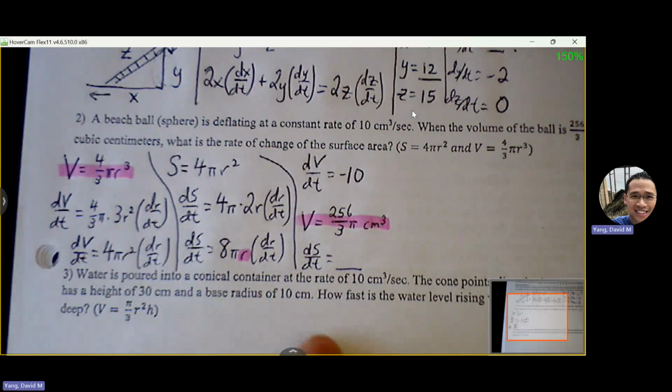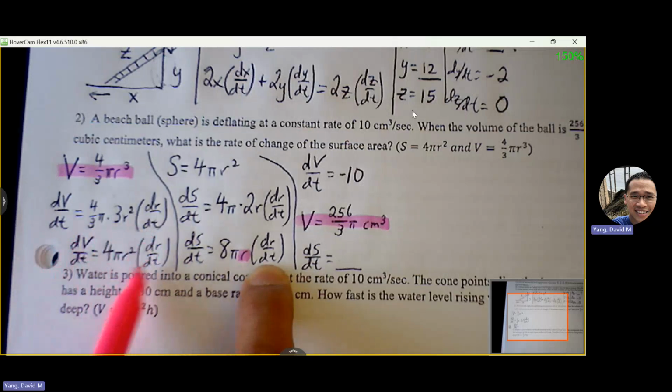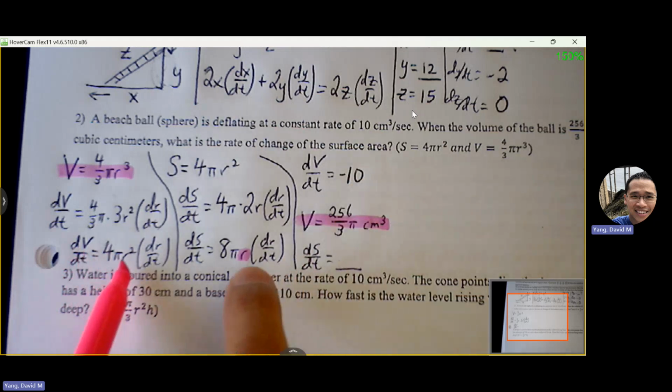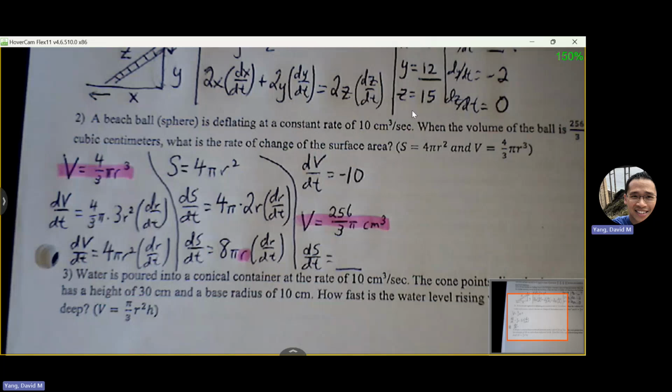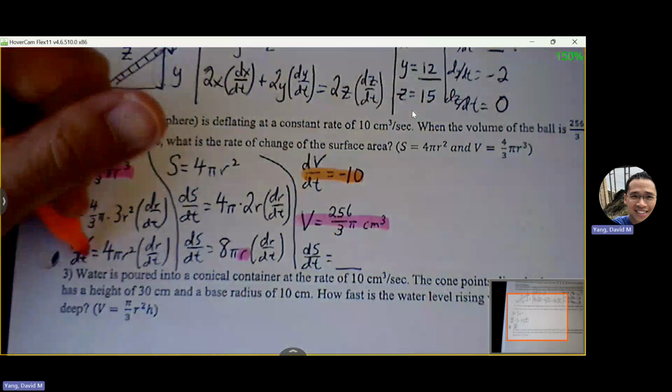Okay. What could we use to get to dr/dt? Maybe this dV/dt can help us, right? Because if we have our dV/dt value, and assuming that we have our r variable found, we can use that to solve for dr/dt. Let me highlight that orange here. We have dV/dt is -10. We can use that to solve for dr/dt.